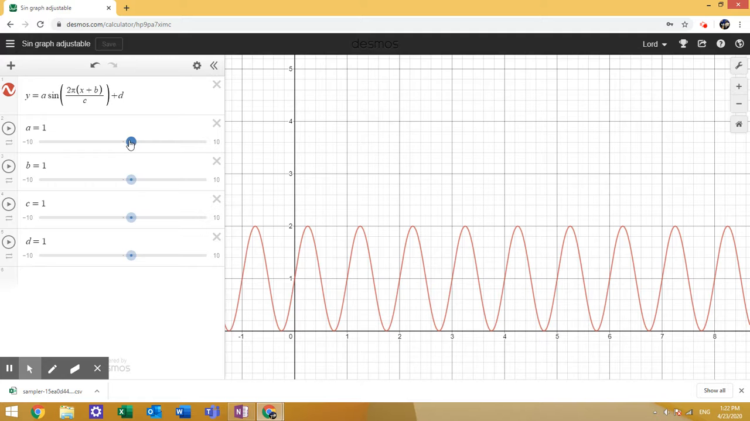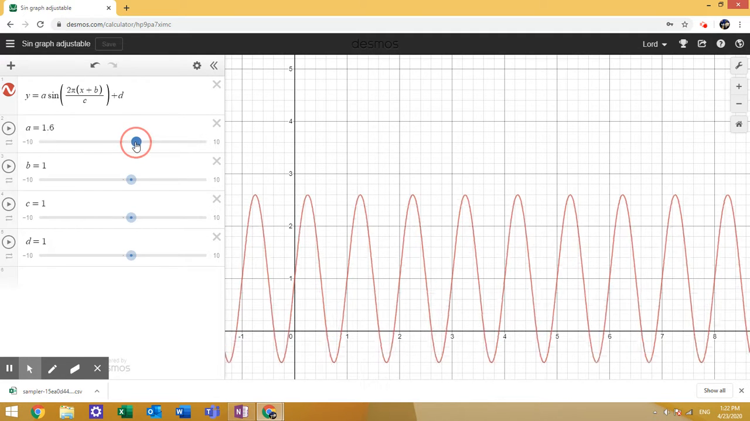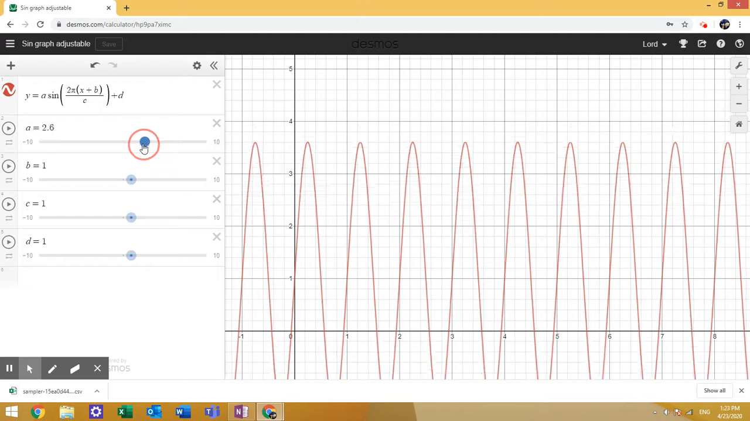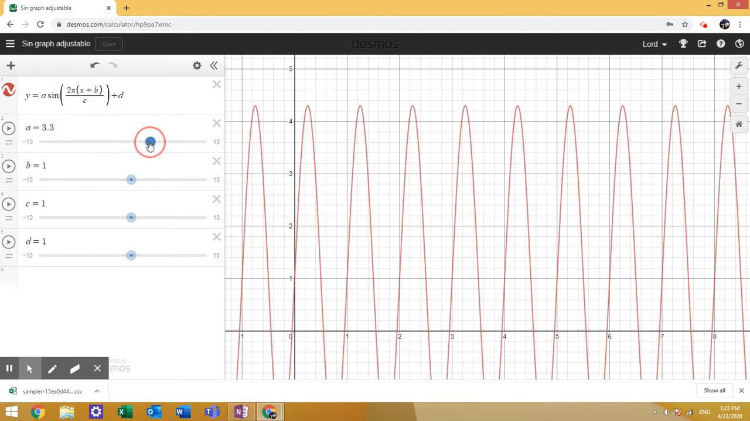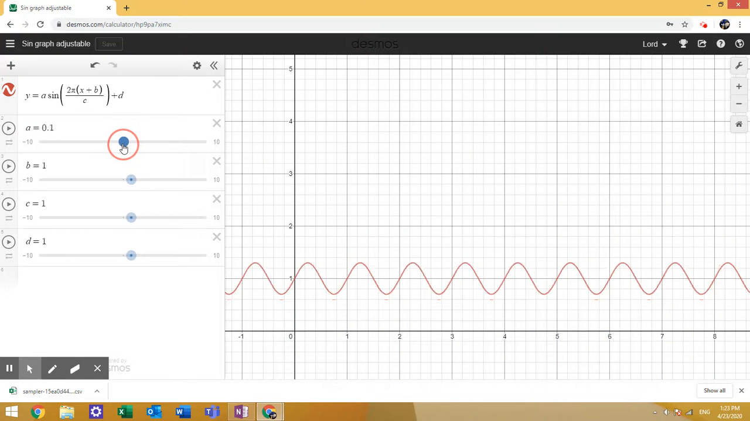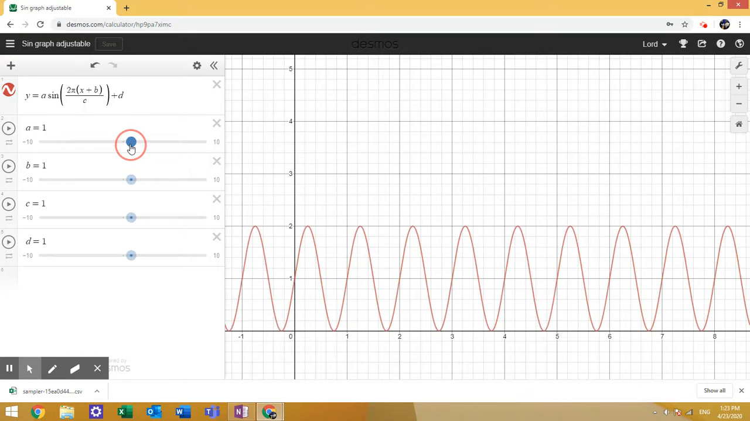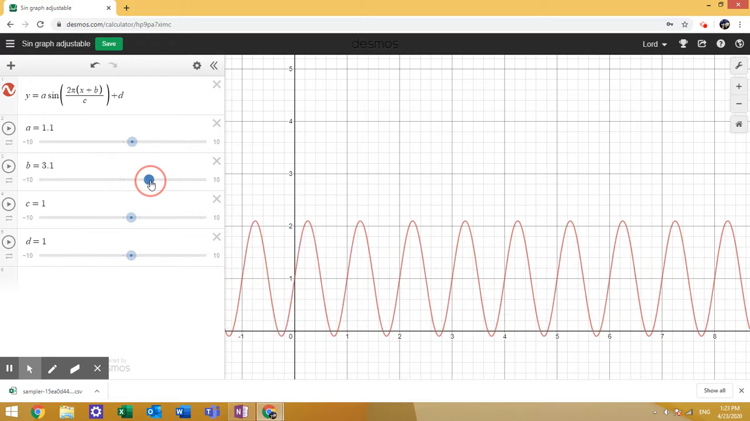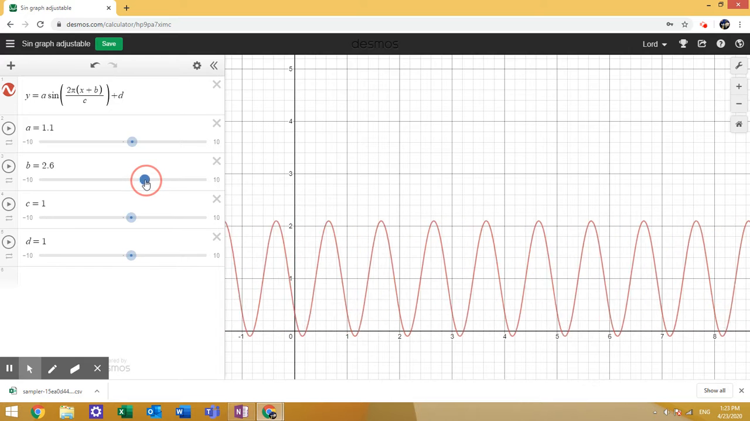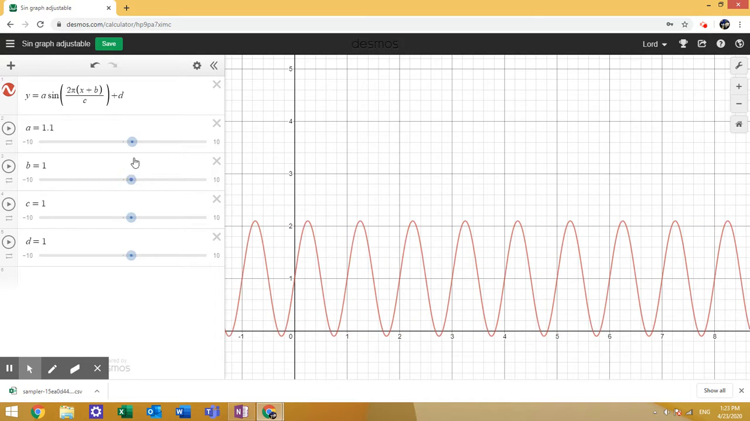Right at the beginning here, I have the amplitude. If I want to change my amplitude, all I need to do is increase this number. And there I go, my amplitude gets bigger, and I can make it smaller as well. If I want to move my graph sideways, I can use this number, and that just changes where my graph starts. Let's slide it back to 1.